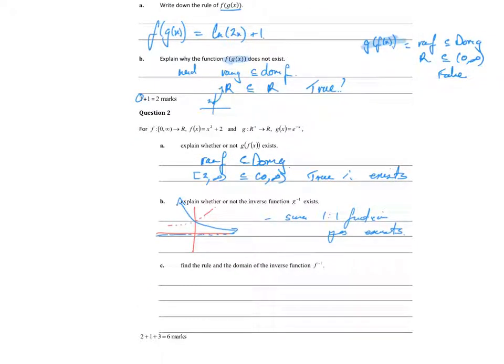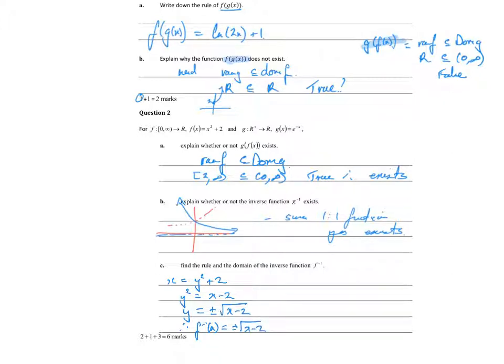Find the rule and the domain for the inverse function. All right, so again, rule, swap x and y, f inverse, where's f? Make sure I've got the right graph here. F inverse of x, so we've got x equals y squared plus 2, y squared equals x minus 2, y equals plus or minus the square root of x minus 2. So therefore, f inverse of x equals plus or minus the square root of x minus 2.